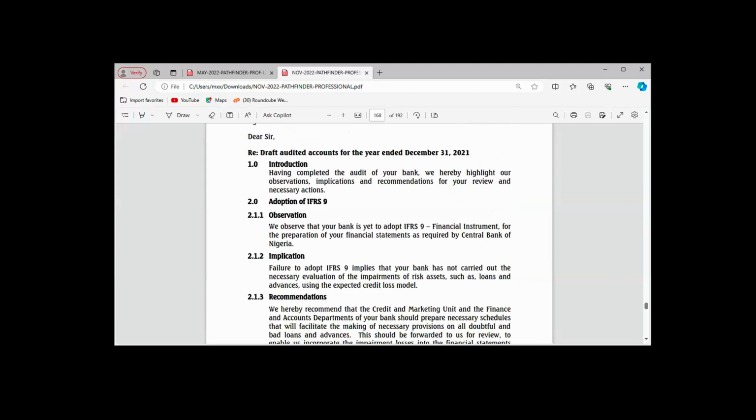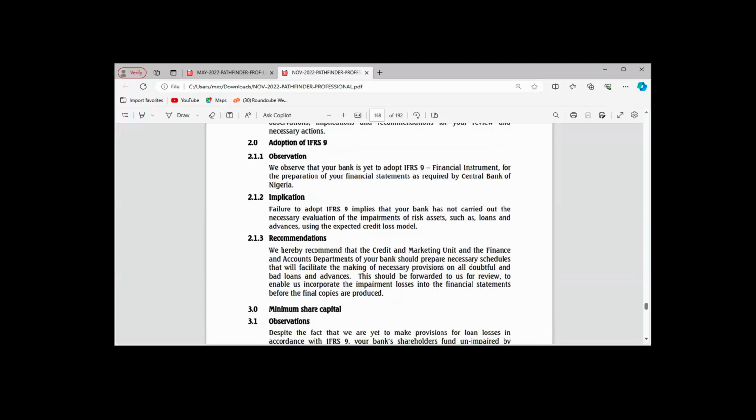This is what they observed from the account. The company is yet to adopt IFRS 9. And what that means for the company is that they are not recognizing impairments. They are not recognizing the fact that, remember, this is a microfinance bank. It means that the bank is giving out loans. The bank is giving out advances. The bank is giving out credits to customers.